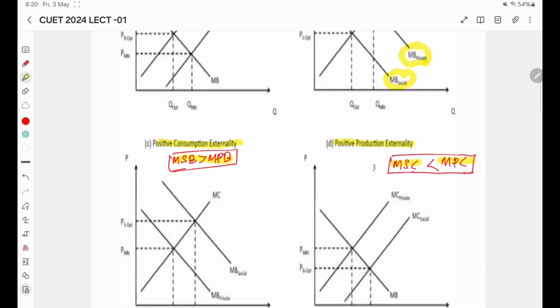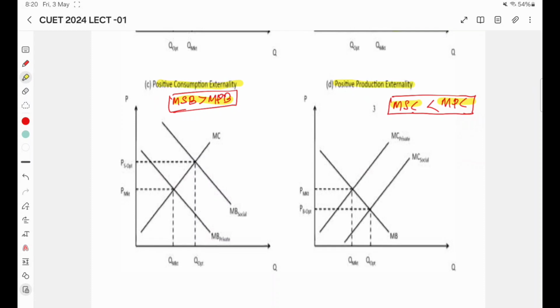Okay, next the positive consumption externality. Positive consumption externality is a case where the marginal social benefit is greater than the marginal private benefit. Though we are dealing with consumption, and with the positive aspect, the social benefit will be greater as compared to the private benefit. So the social benefit curve lies above the private benefit curve.